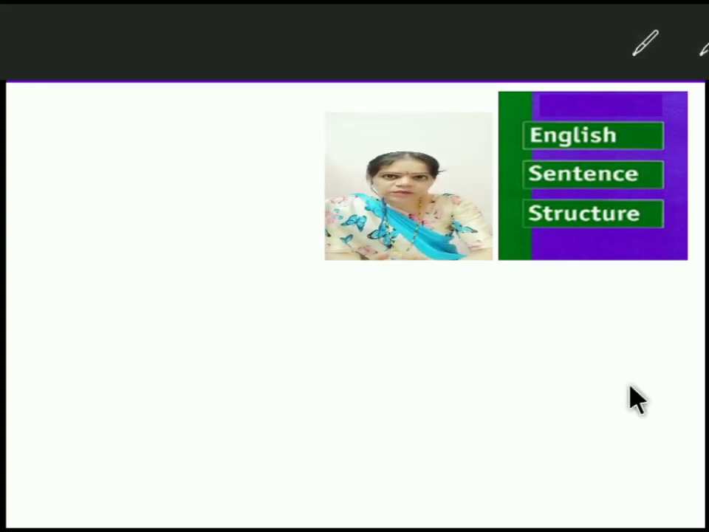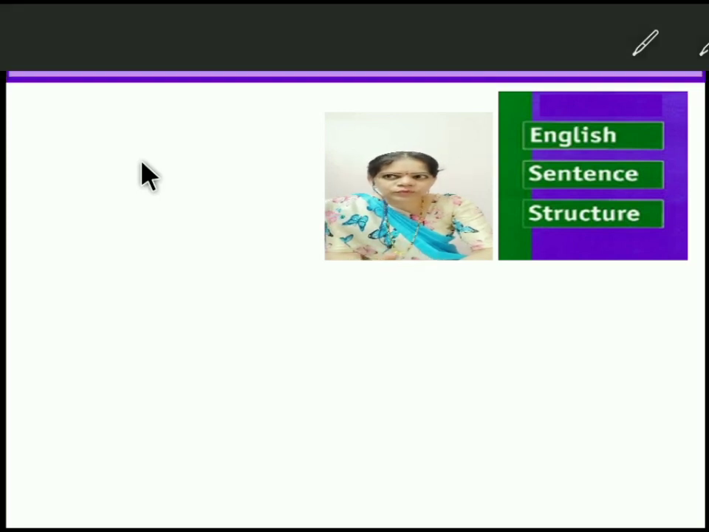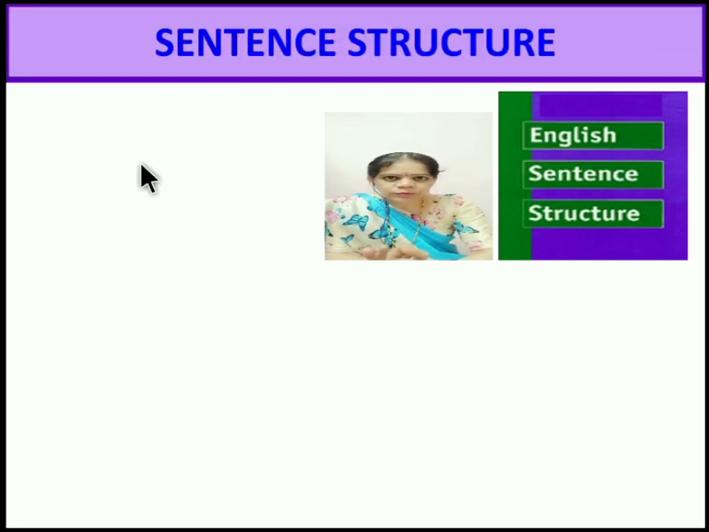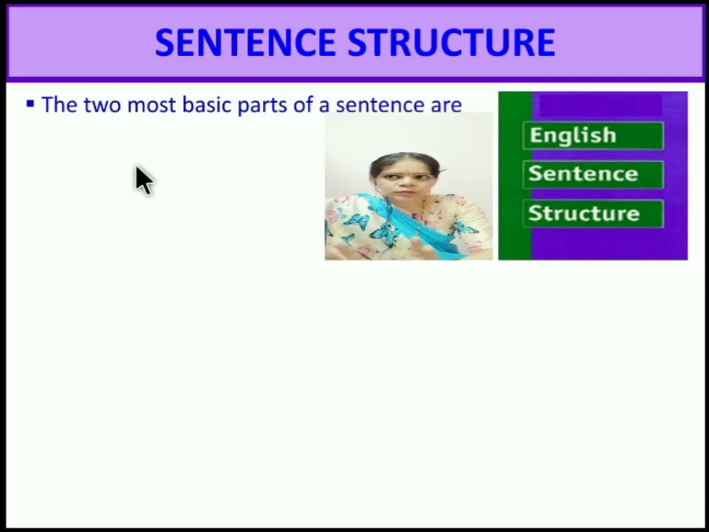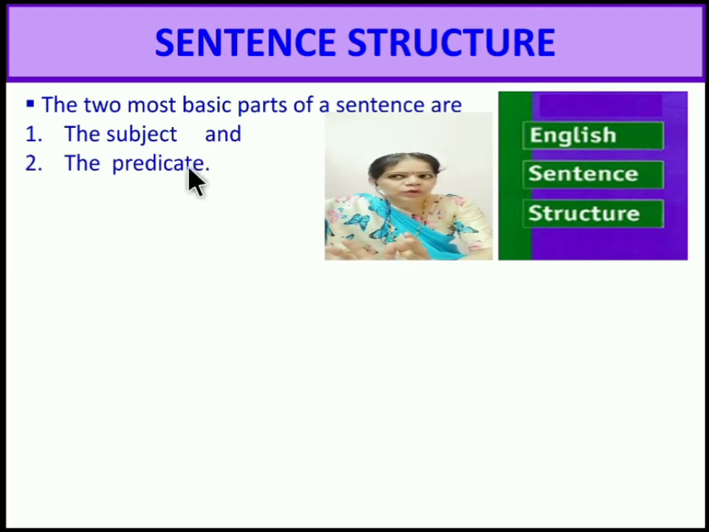Now gradually coming down to the serious and important topic, the sentence structure. To recollect your previous knowledge, there are two basic parts in a sentence. A sentence is formed with two basic important parts. The first one is the subject, and the second part of the sentence is the predicate.